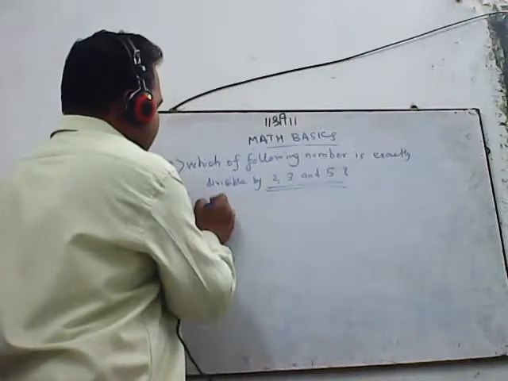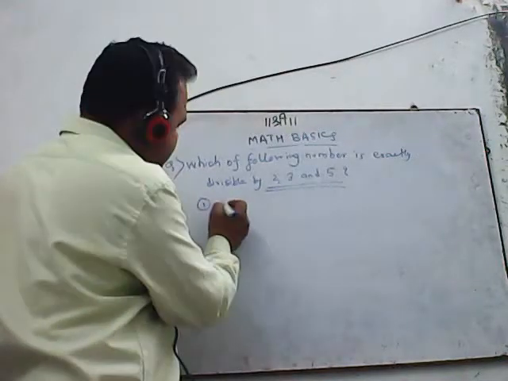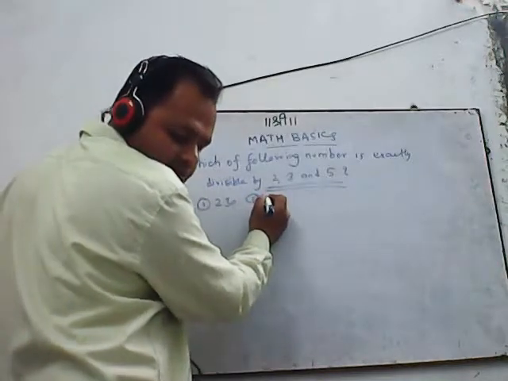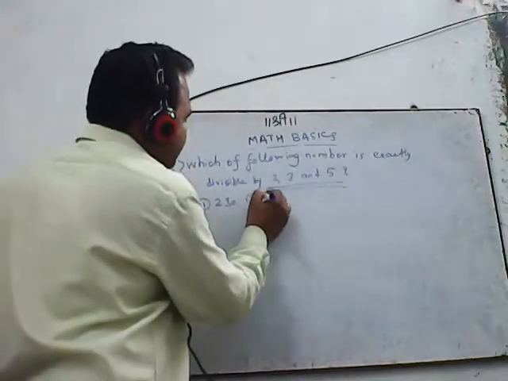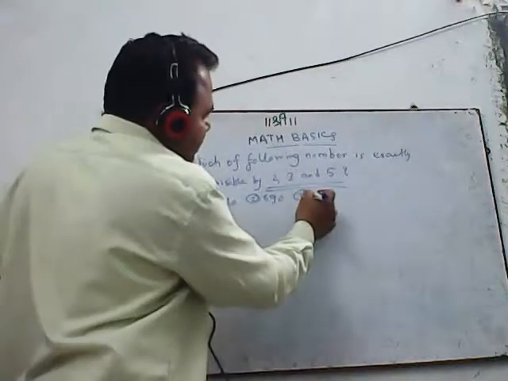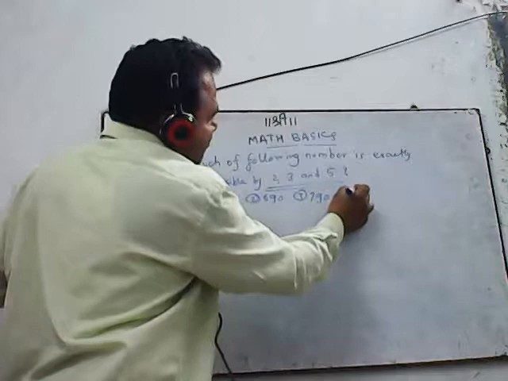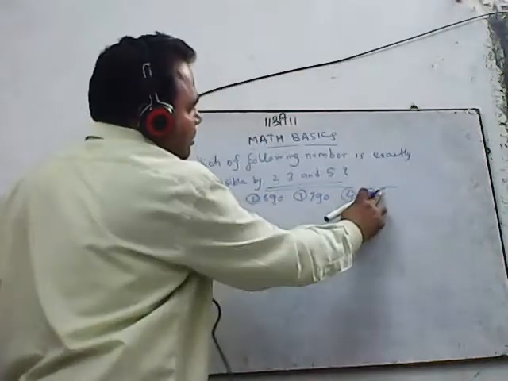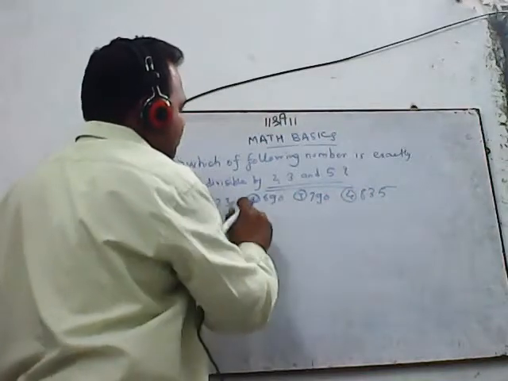Suppose you are given the numbers 230, second 690, third 790 and fourth 835. What would be your answer?